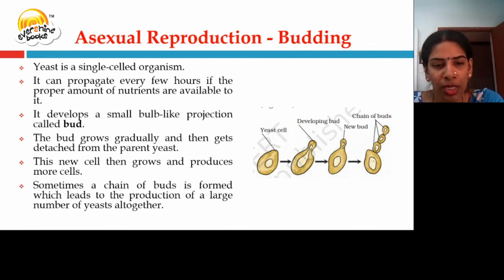Sometimes a chain of buds is also formed. This results in the production of a greater number of yeast altogether. This is asexual reproduction by budding.